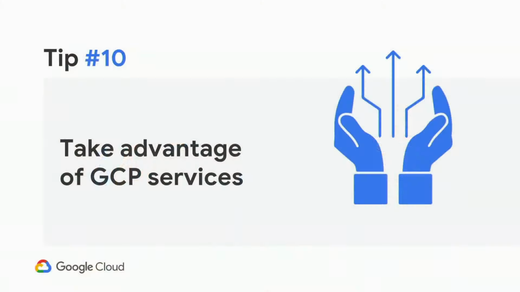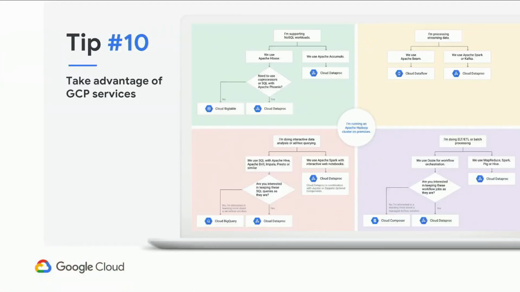And tip number 10, take advantage of GCP services. This is kind of the big one, right? What do we mean by this? When you first start your cloud migration onto Cloud Dataproc, you start with a lift and shift, and you just try to figure out, how do I do the same things that I was doing on-prem on a Dataproc cluster?